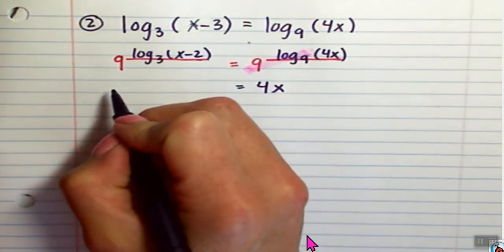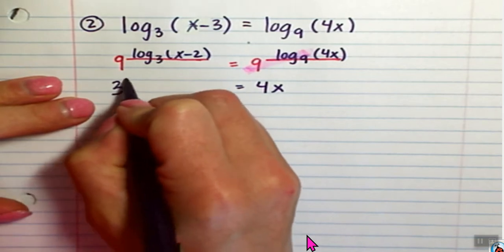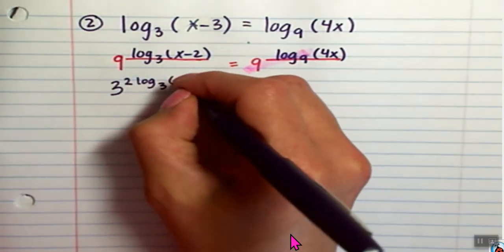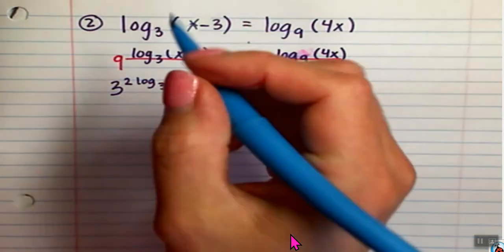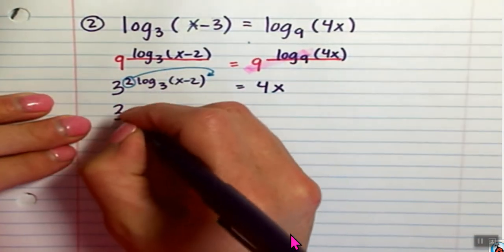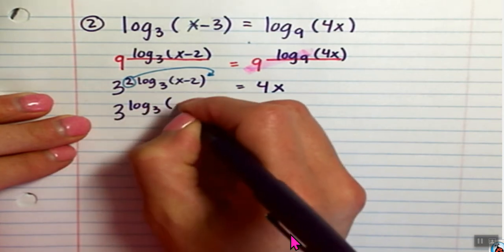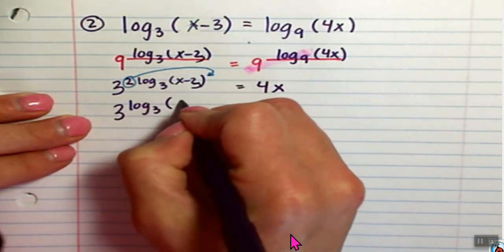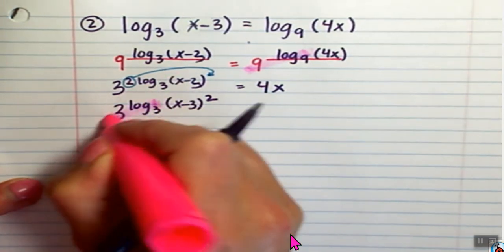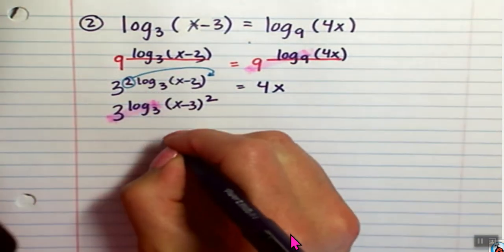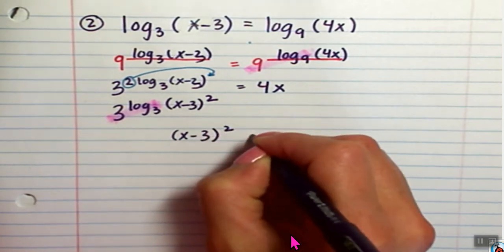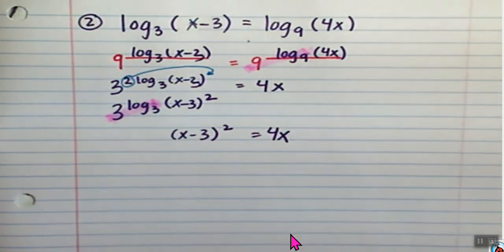This side, just a little bit different. So we get 3 squared. I'm going to take this 2, bring it up here, and work on this. Okay, that's x minus 3 squared, and voila. So what I end up with is x minus 3 squared equals 4x.